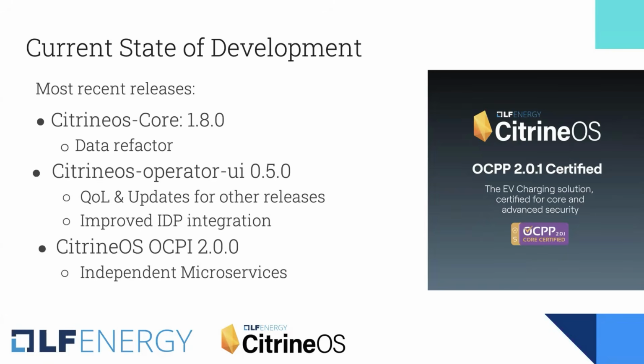We also had a 2.0 release of our OCPI layer, which was previously just an augmentation of the core services. Now OCPI is supported by its own mesh of microservices that operate on top of the data layer that CitrineOS Core manages. Our native operator UI was updated, some quality of life updates, things to support the changes in the other releases. And also there was a closed source donation from S44 Energy for an identity provider integration with any OpenID Connect compatible system.